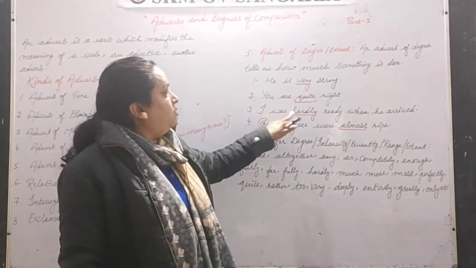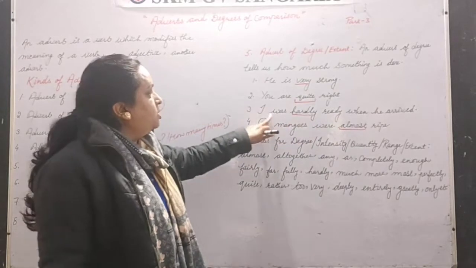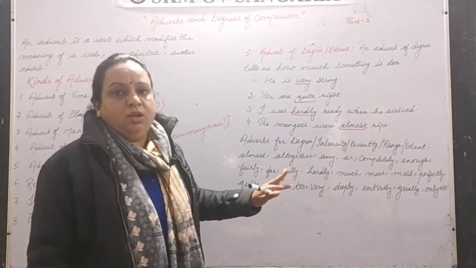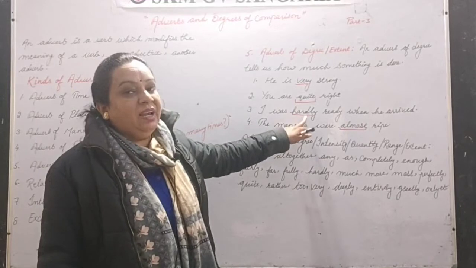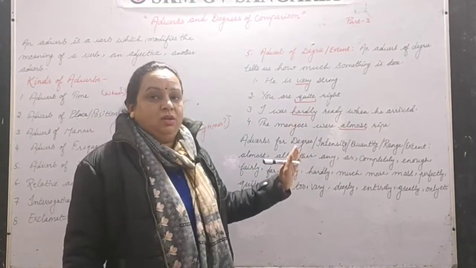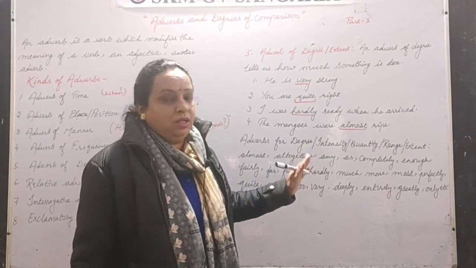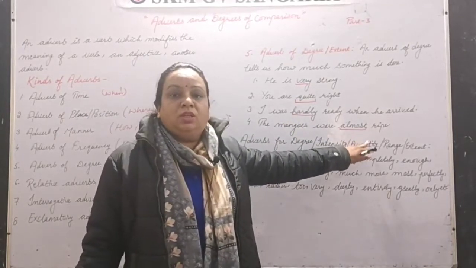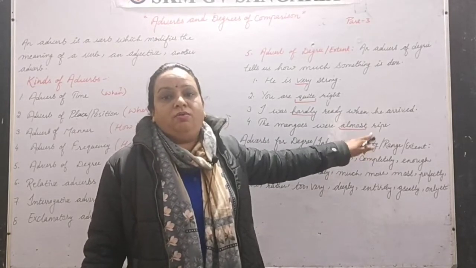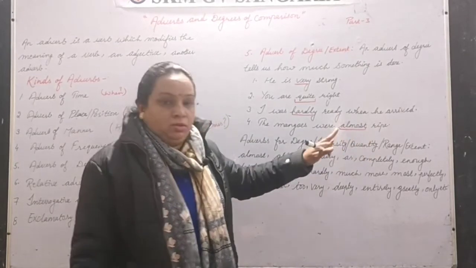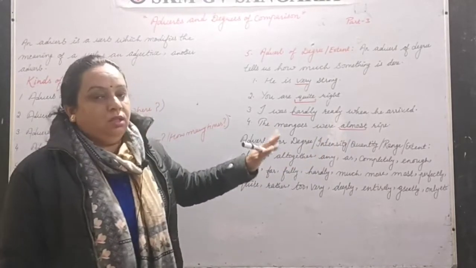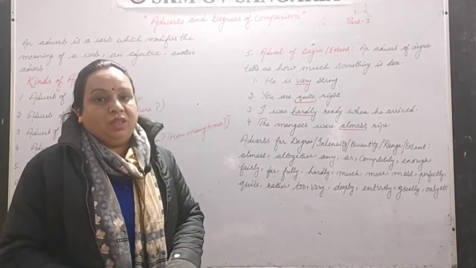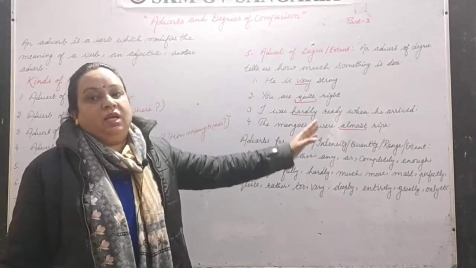Next is I was hardly ready when he arrived. Just remove this word: I was ready when he arrived. This is not giving any adverb. But if I add it, I was hardly ready when he arrived, then how much ready were you at that time? Hardly ready, right? The mangoes were almost ripe. Here the word almost is telling us the degree of the ripeness of the mangoes, right? Clear? So these words underlined in red are all adverbs of degree in the sentences.